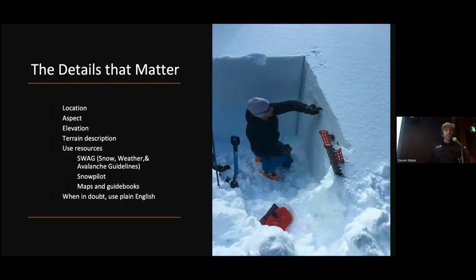Maps and guidebooks are always helpful if you're looking for place names, or you want to show an image of where you were on a map, that can be really helpful. CalTopo is a good one for online use. But yeah, when in doubt, use plain English. Photos, videos, all super helpful.